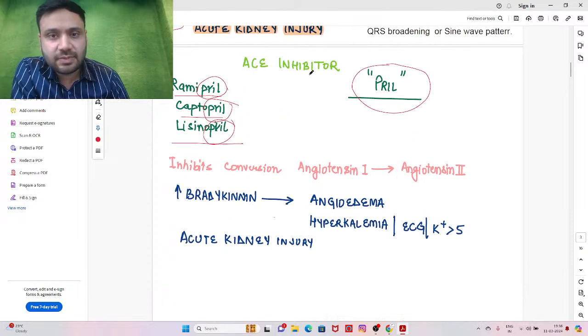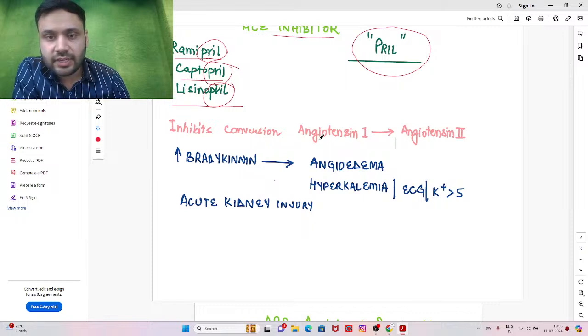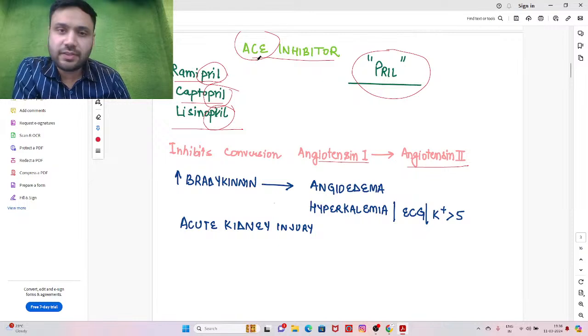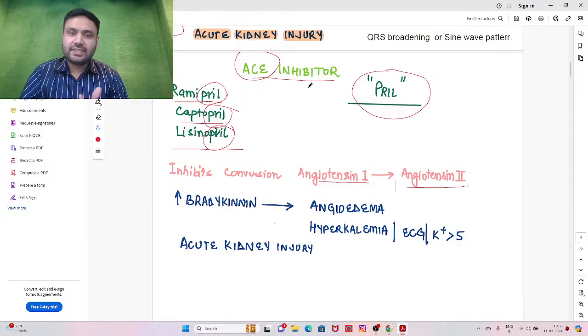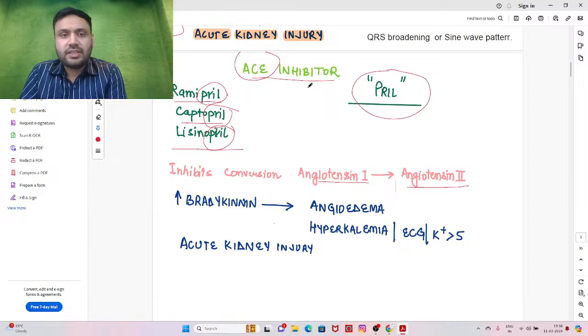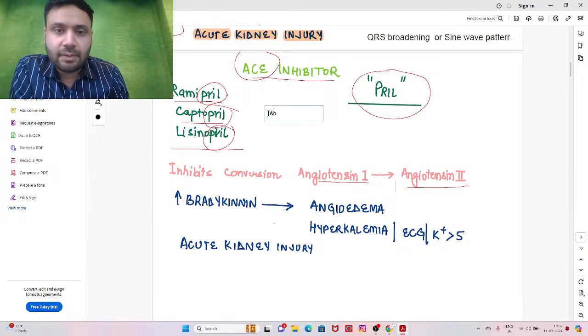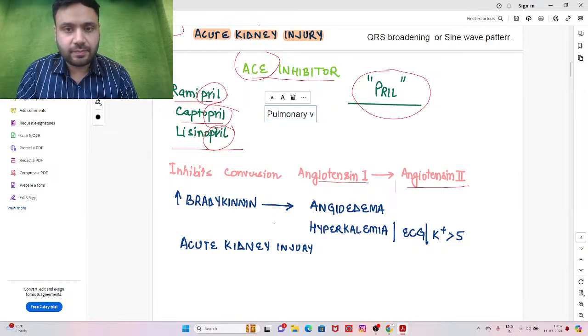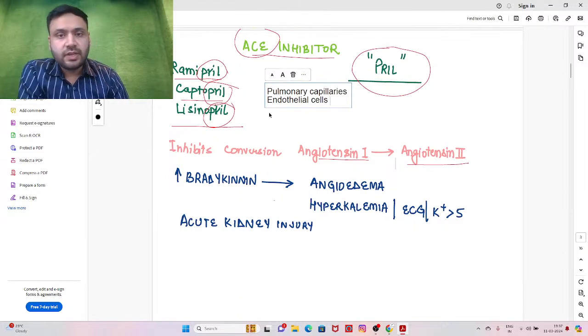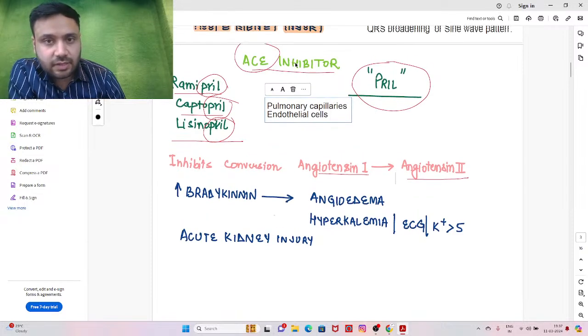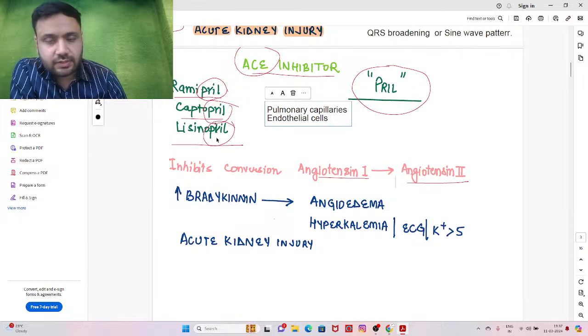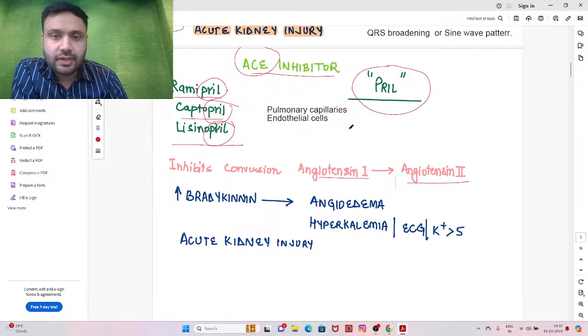So, how do ACE inhibitors act? The ACE inhibitors inhibit the conversion of angiotensin 1 to angiotensin 2, right? And where is this ACE synthesized? We were studying that in the video itself. Would anybody like to guess? I think they know already. It is synthesized in pulmonary capillaries, by the endothelial cells. So the pulmonary capillary endothelial cells synthesize the ACE, and the ACE inhibitors like ramipril, captopril, lisinopril inhibit this conversion, and they inhibit the bad effects of angiotensin 2.